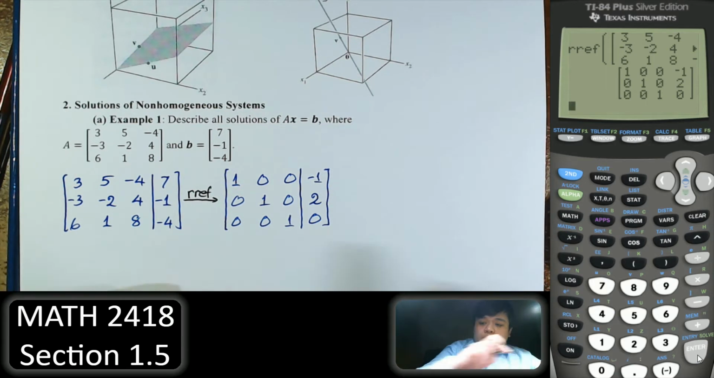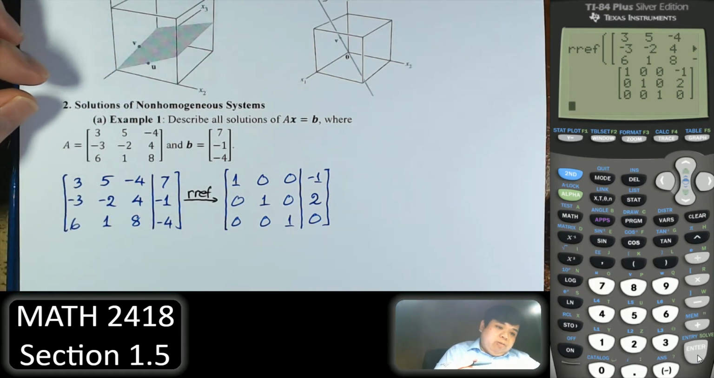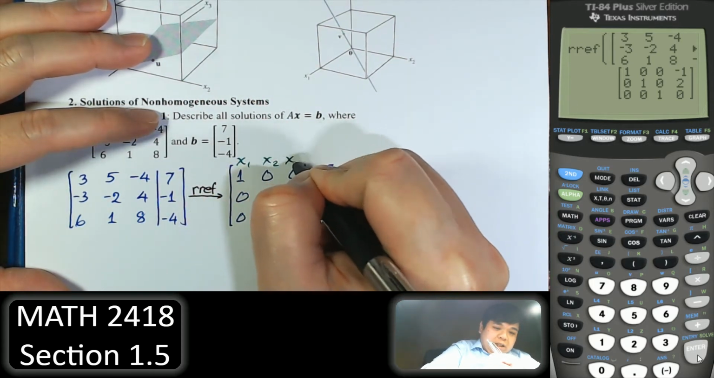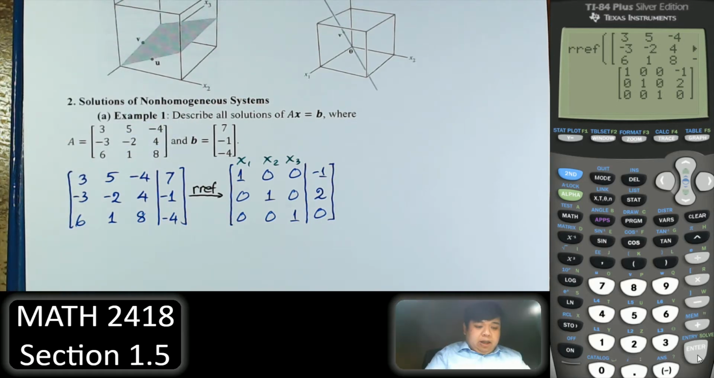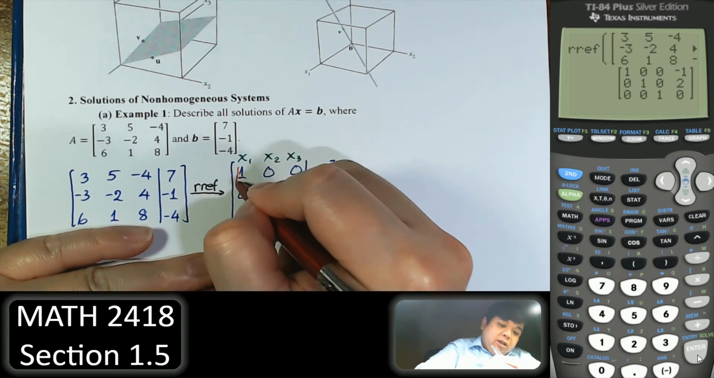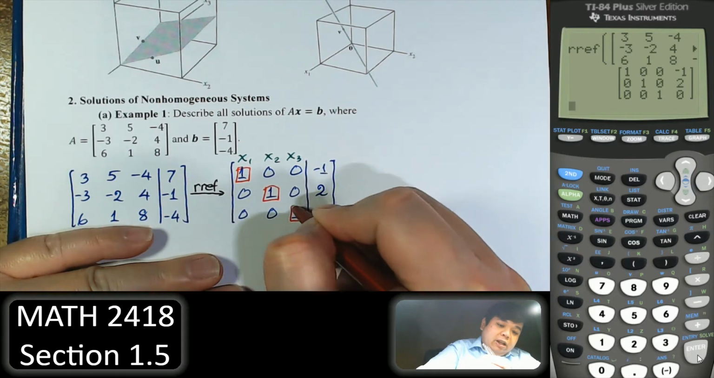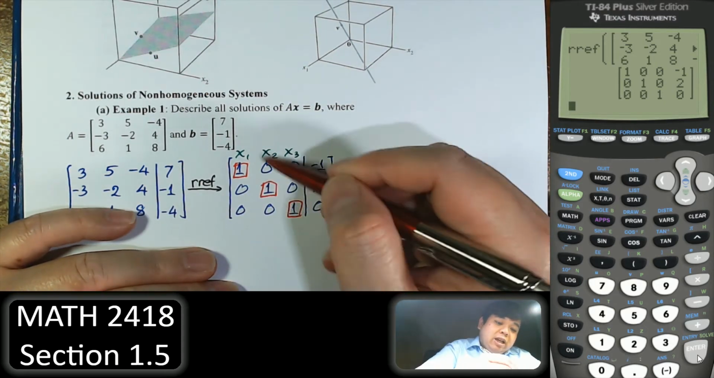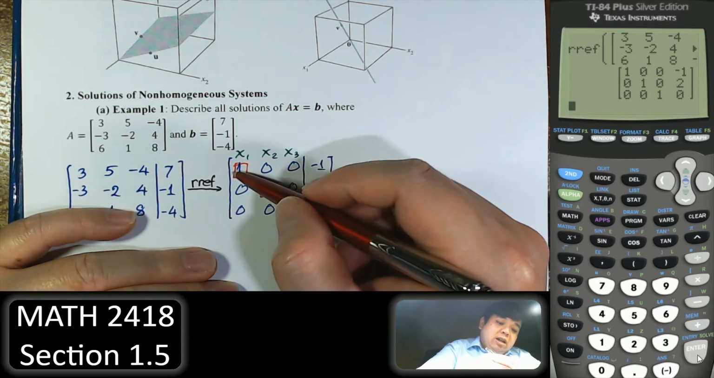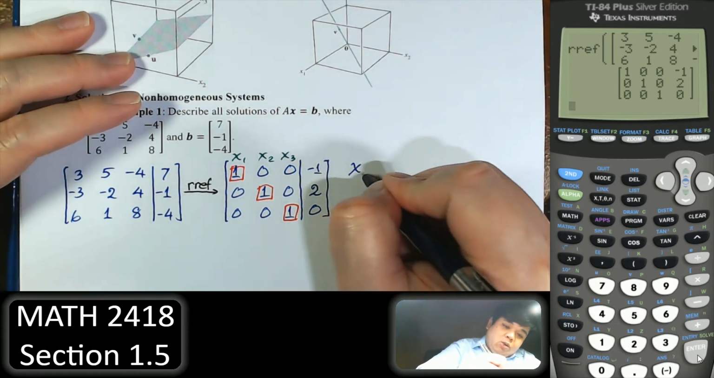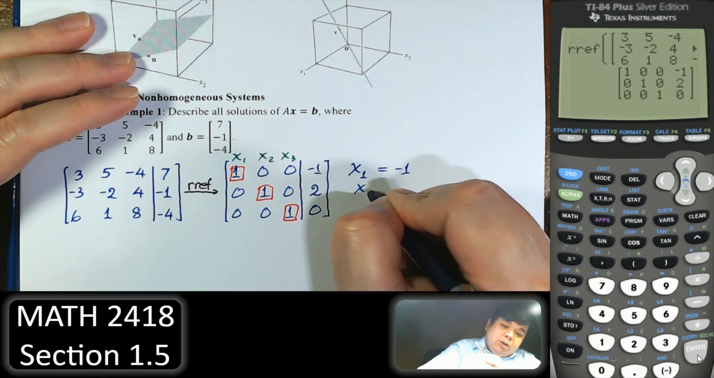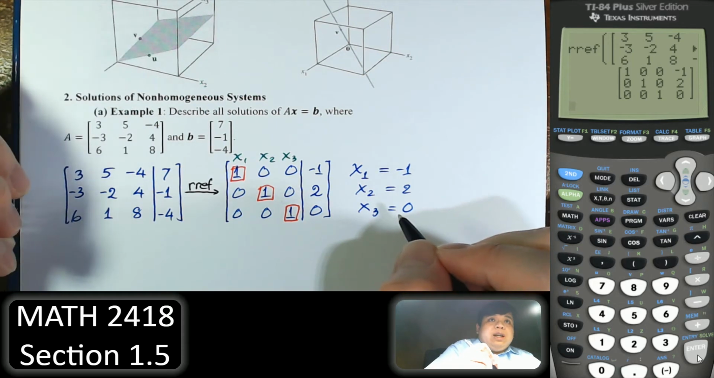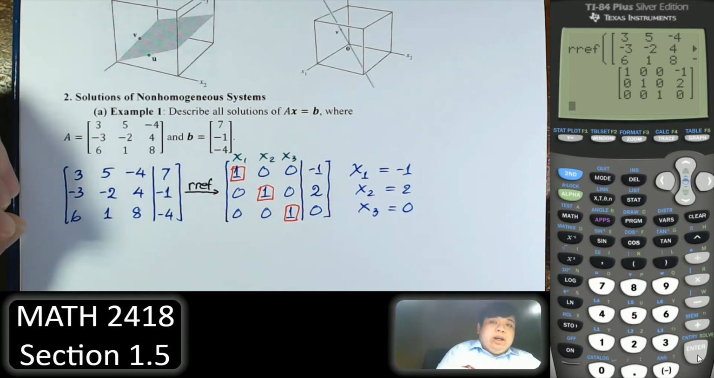Right. So again, on this one, we don't know what the variables are. Just by default, let's say x1, x2, and x3. In this example, we have pivots on every column on the left-hand side. So x1 is basic, x2 is basic, x3 is basic, and the solution is x1 equal to -1, x2 equal to 2, x3 equal to 0. That is the solution. So the solution is just a point in R3.